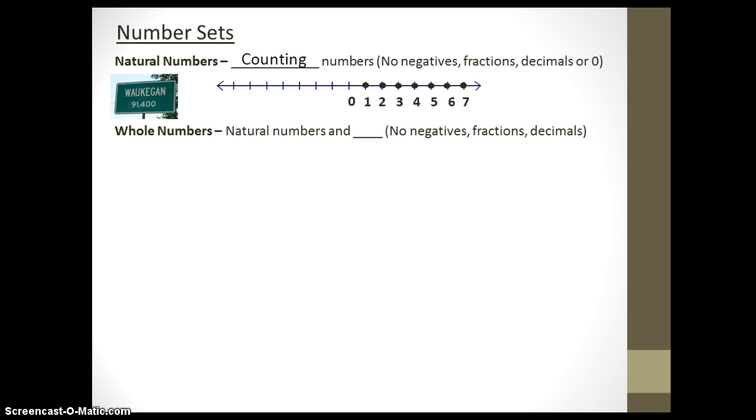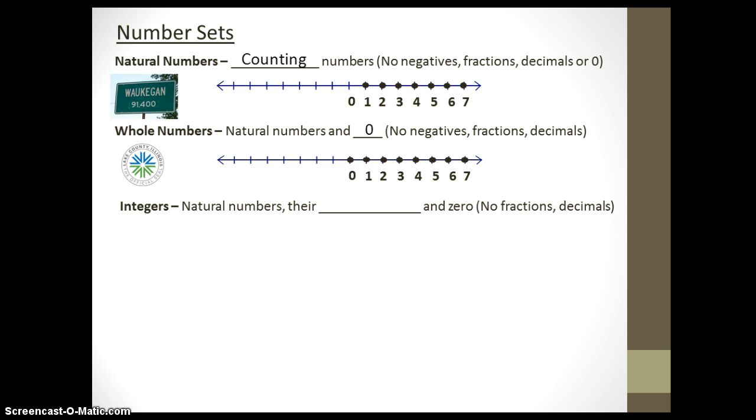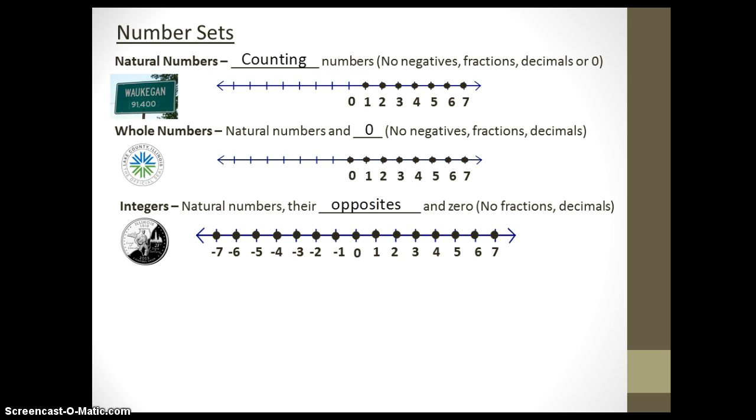The whole numbers are going to be represented by the county, so they're just slightly bigger than our natural numbers. And they are the natural numbers and 0. So we add one extra number into that. Now when we start talking about states, we're going to think about integers. Integers are our natural numbers and their opposites, and of course 0, since 0 has no opposite. So we are talking about 1 and -1, 2 and -2. Notice we still have no fractions or decimals.